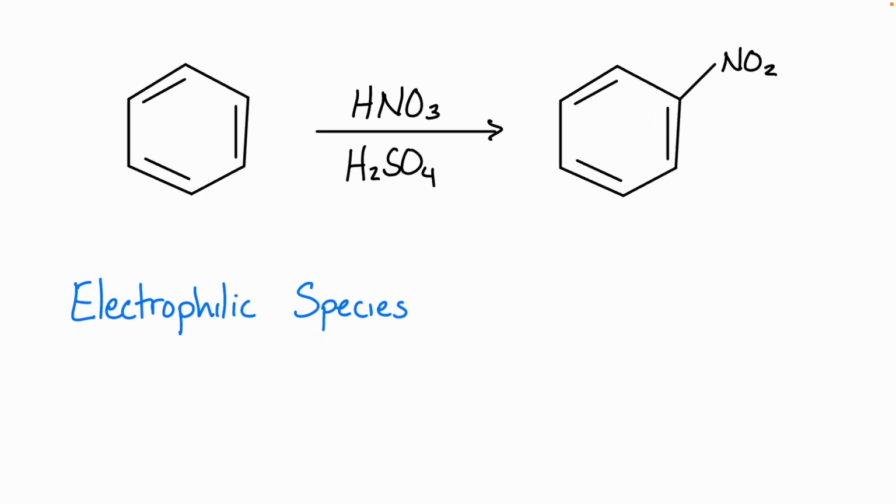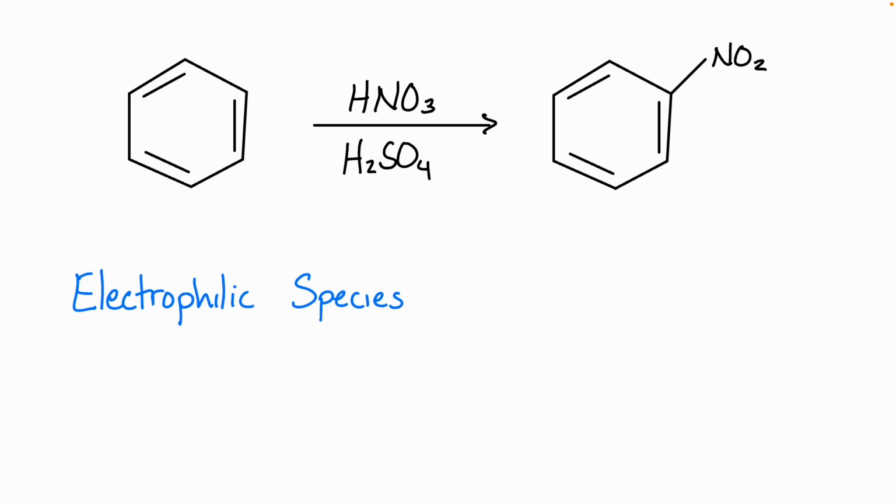All right, and so in this reaction, what happens is the nitric acid will react with the sulfuric acid to produce a small amount of this nitrogen dioxide here.